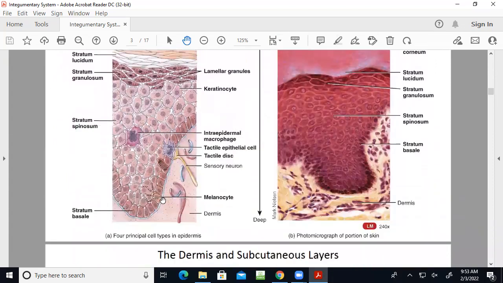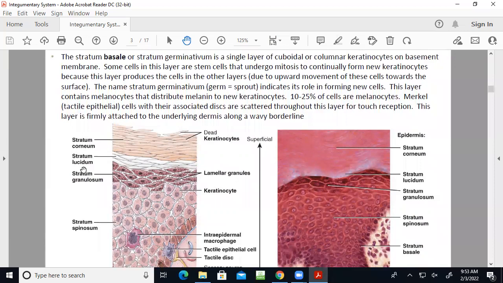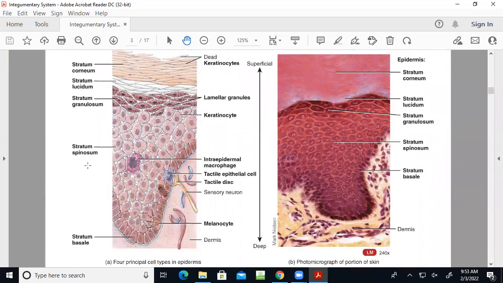This is also the layer where we're going to find those melanocytes that produce the melanin to give the pigment to those keratinocytes nearby. About 10 to 25% of the cells of this layer are those melanocytes. We also find those Merkel or tactile epithelial cells with their associated discs scattered throughout this layer for touch reception. And this layer is firmly attached to the underlying dermis along a wavy borderline.